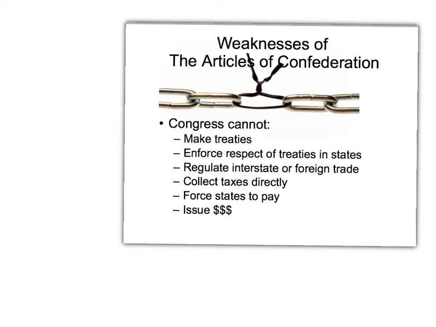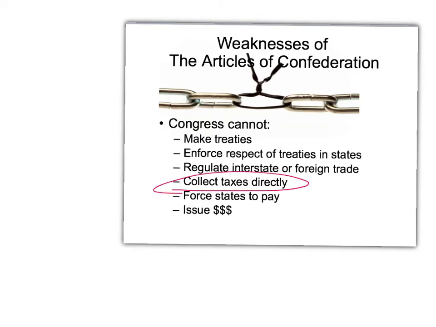Despite the accomplishments of the Articles of Confederation in creating a national government, there were many defects. Congress had the legal right to declare war, but they couldn't make treaties or enforce the respect of the treaties in states without their consent. In addition, it did not have the right to demand revenues or collect taxes from the states. It could only ask for them.